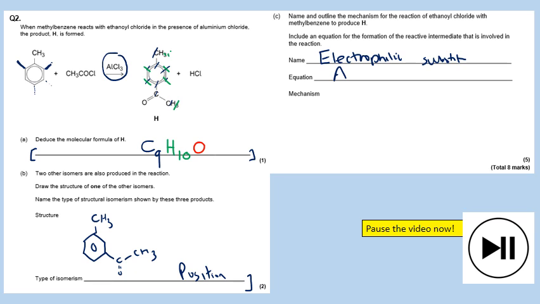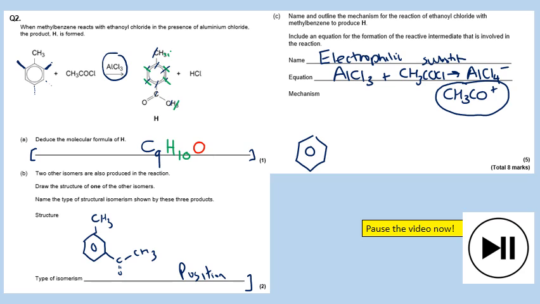So we've got AlCl3 plus our ethanoyl chloride, CH3COCl. That's going to make AlCl4- and it will also make CH3CO+, and that's our reactive intermediate. Okay, mechanism then. We want to produce H here, so we're starting with methyl benzene.